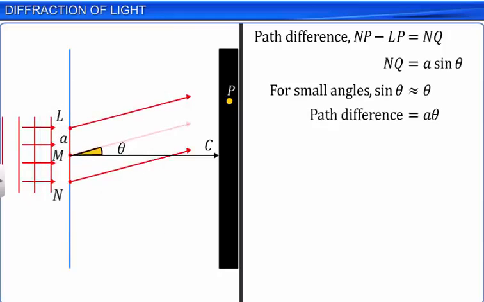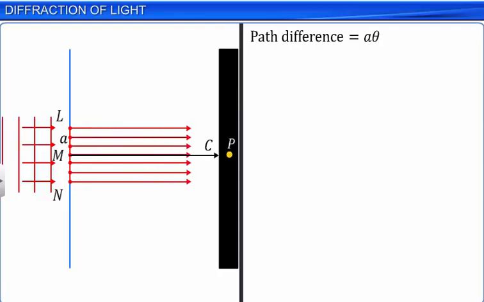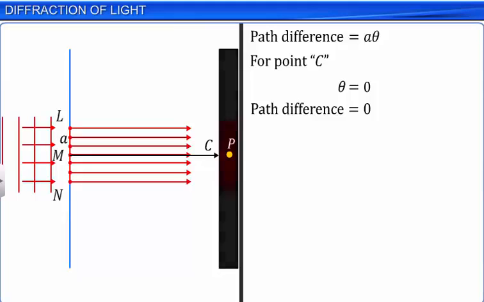Now we shall analyze how contributions from a large number of sources produce diffraction fringes on the screen. Let us first consider the central point C. From the figure, we can see that angle theta is 0 for point C. That means waves from all the point sources reach C in phase, and hence all path differences are also 0. Which means waves from all parts of the slit contribute in phase at C. They interfere constructively and produce maximum intensity at C.